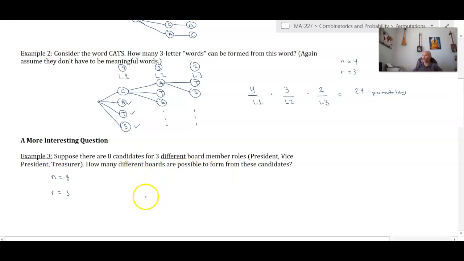So let me again start off with a tree diagram here. I have three different board member roles: president, vice president, and treasurer. So I'll start the root of my tree.